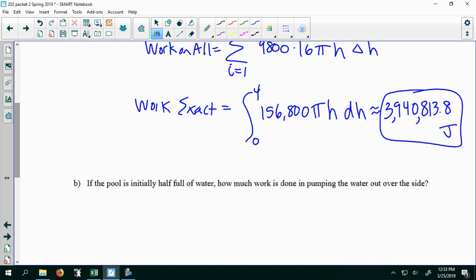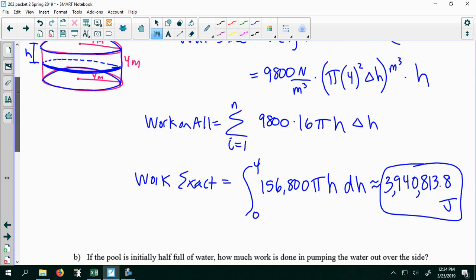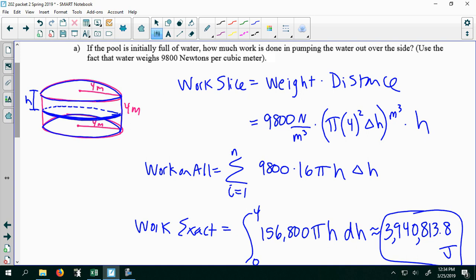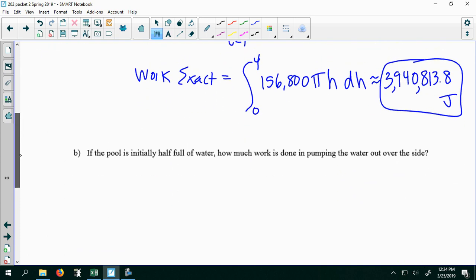Okay, for part B, if the pool is initially only half full of water, how much work is done in pumping the water out over the side? Everything is the same except the bounds of integration. So if the pool is only half full, then the smallest distance that any slice has to travel, this would be my slice at the very top of where the water level is, it would have to move 2 meters because it's half full. So it still has to move 2 meters to get pumped out, and the slice at the very bottom has to move 4 meters all the way out of the pool.